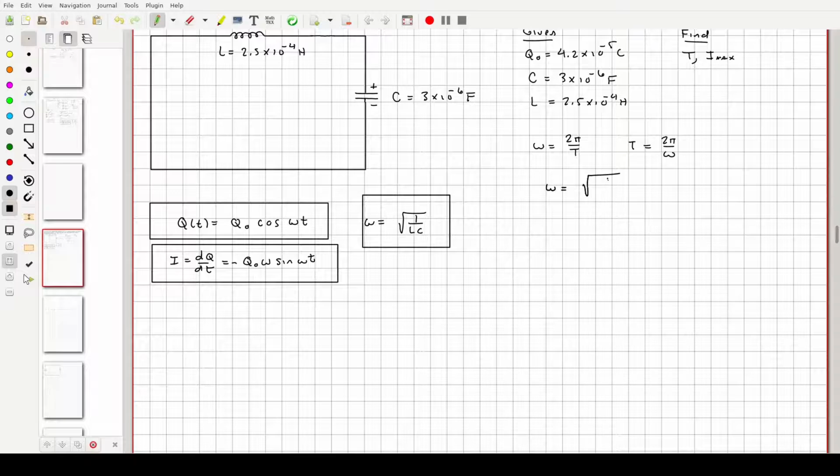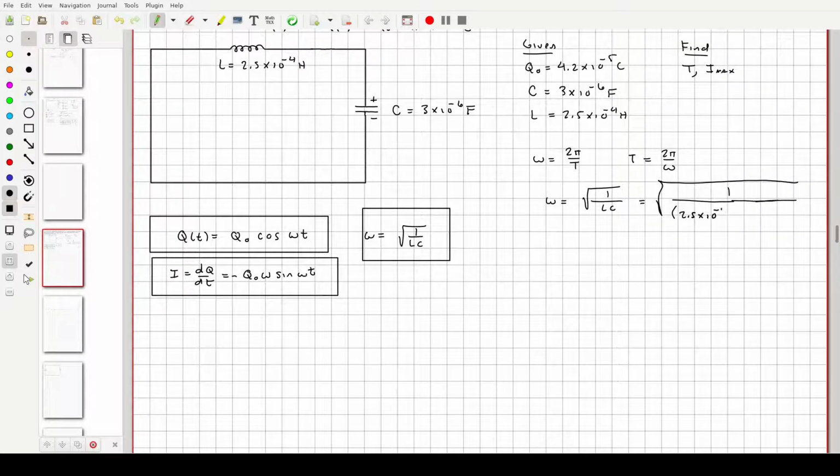Omega is equal to the square root of 1 over LC, which equals the square root of 1 over L, which is 2.5 times 10 to the minus fourth henries, times C, which is 3 times 10 to the minus 6 farads. If we just find omega here real quick, it's going to be 1 divided by the square root of 2.5 times 10 to the minus fourth times 3 times 10 to the minus 6. I get something like 3.65 times 10 to the fourth radians per second. Now the period is going to be 2 pi over that.